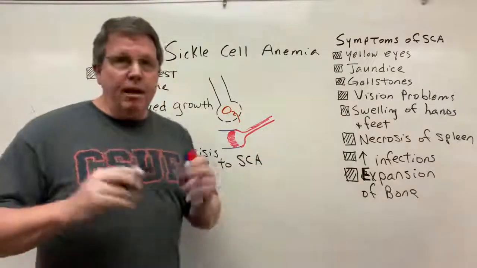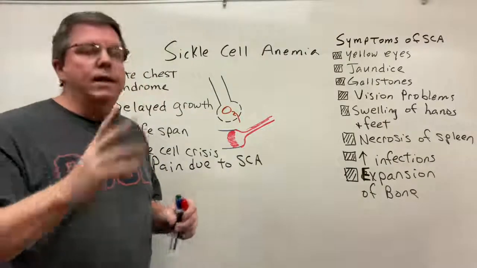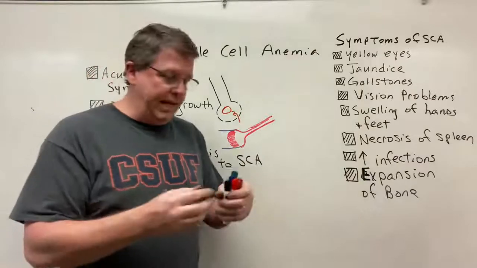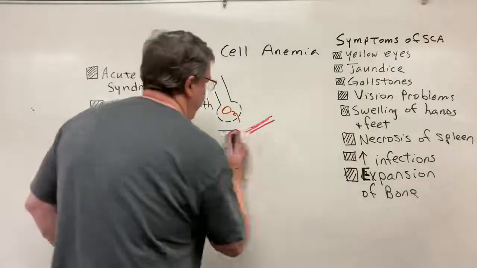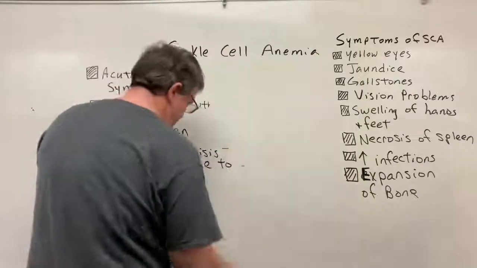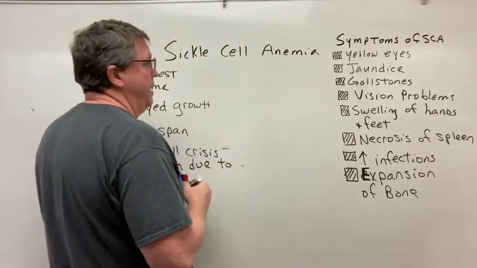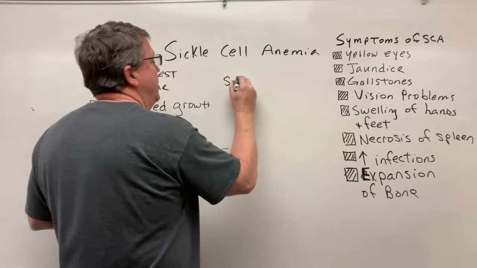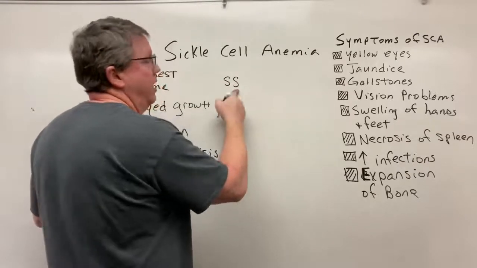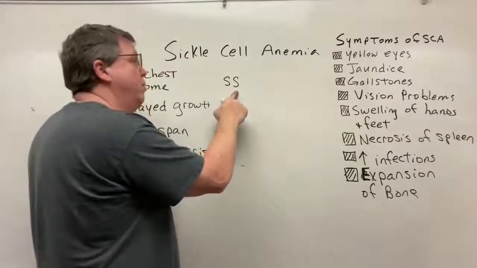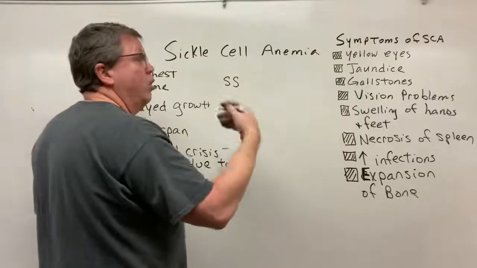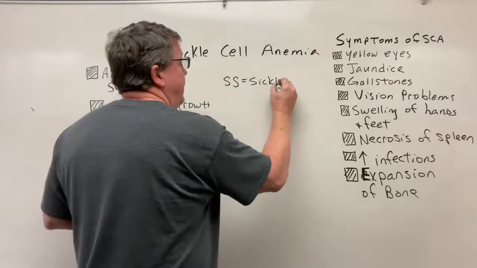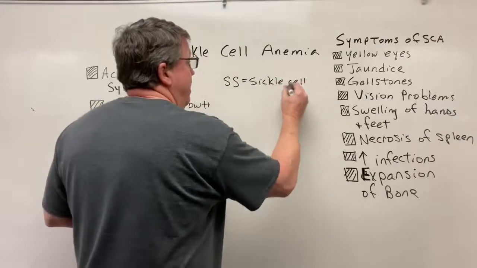Now, it's not all bad news. In order to get this, I need to have a recessive gene from mom and a recessive gene from dad. So let's look at this real quick. To get sickle cell anemia, I need to have a recessive gene from mom and a recessive gene from dad. We call this autosomal recessive, also known as homozygous recessive. This is someone who has sickle cell.